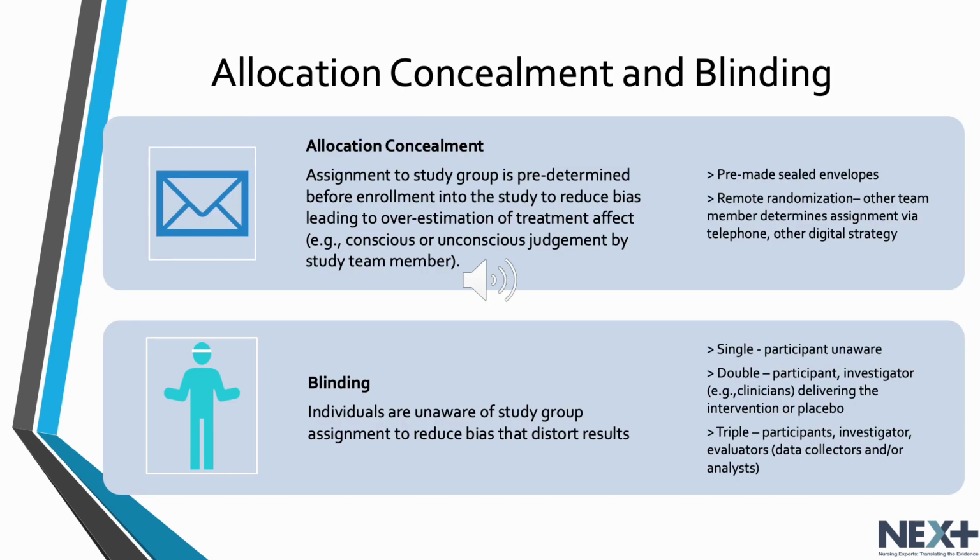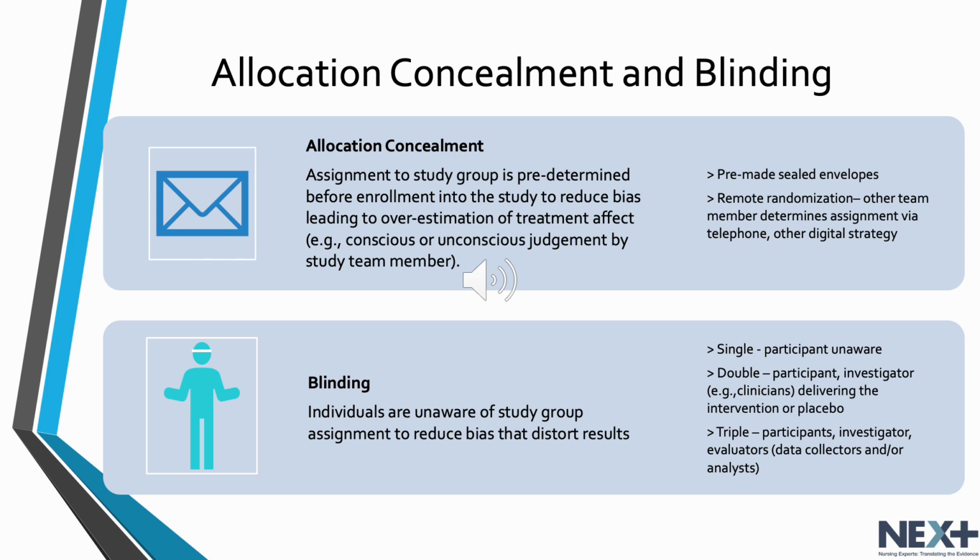Concealment and blinding improve study validity or the trustworthiness of results. Concealment refers to whether individuals assigning participants know which study group the participant will be assigned. A common procedure to conceal assignment is the use of sealed envelopes indicating the study group that were made before recruitment. Single blind is when participants are masked to the study group.